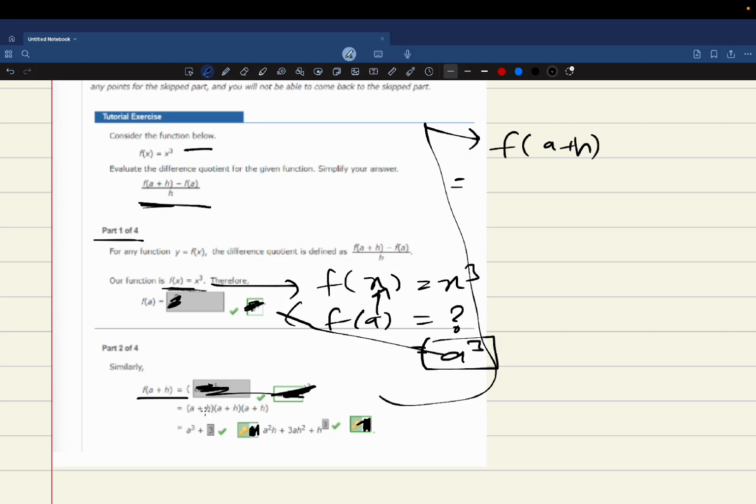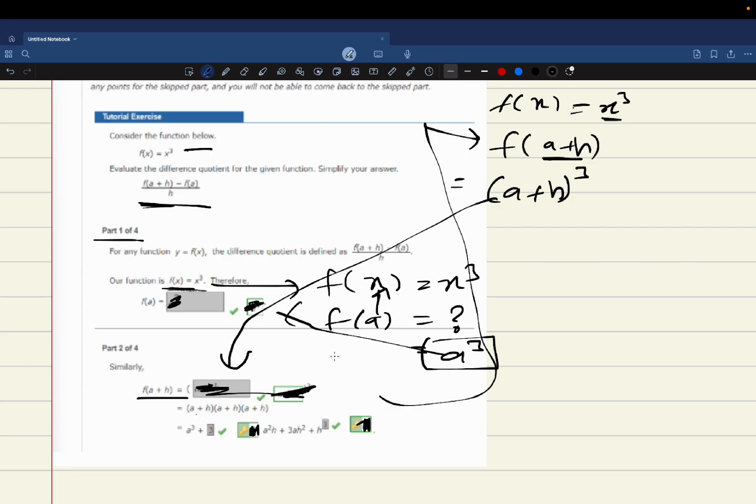Here it is also doing this step for you. You need to divide it into 3 parts because it is a cube, right? So let's solve it. Again, f(x) is x cubed. Now f(a plus h) will be, we need to replace x with a plus h, so (a plus h) cubed. So this goes in this box. We need to write (a plus h) whole cubed.